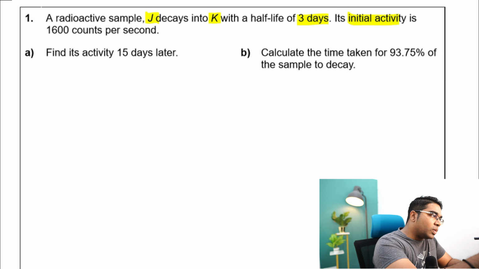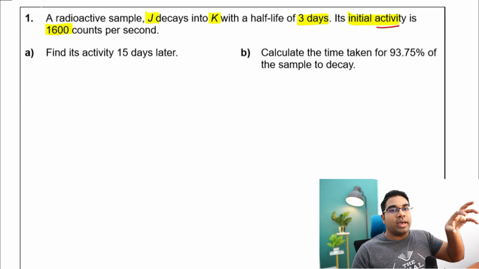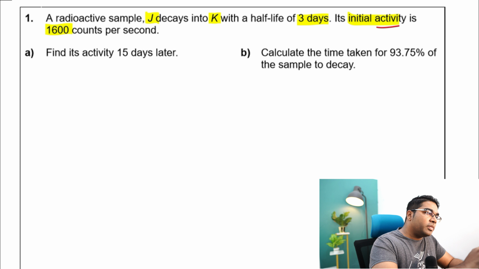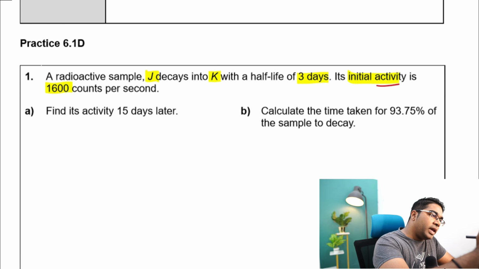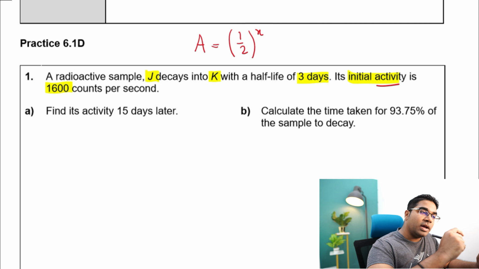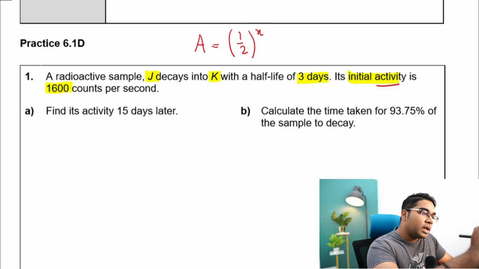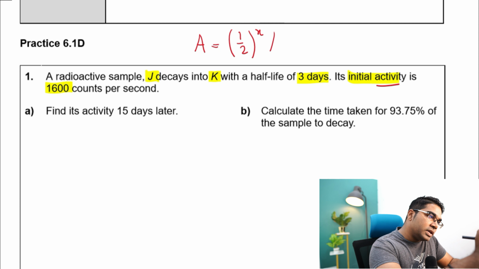of radioactive nuclei. Therefore, we can apply the same formula as before, but this time a formula for activity would involve A. The activity of a sample will be equal to 1 over 2 to the power of x, the number of half-lives that have passed, multiplied by the initial activity. So you can see it's exactly the same formula, but instead of number of nuclei, we are going to use activity. So let's try this question. Find its activity 15 days later.